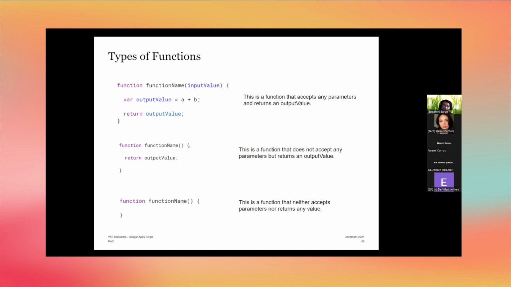So there are different types of functions. The first type accepts parameters and returns an output value. The second one is if you just want to return something. And the last one is if you just want to do something. The first one is like a black box where you have an input and you push it to an output. The second is if you just want to get something from somewhere. And the last is if you just want to do things. Okay, enough of that.